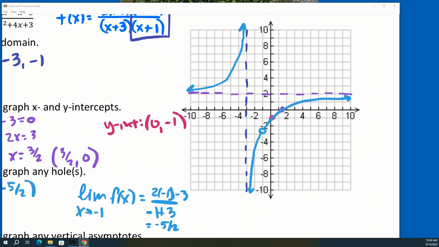All right, so we did a whole graph. What questions do you guys have about the graph? I know this is the first time you guys are doing rational graphs. Okay. All right. So we're going to learn the last thing, slant asymptotes.